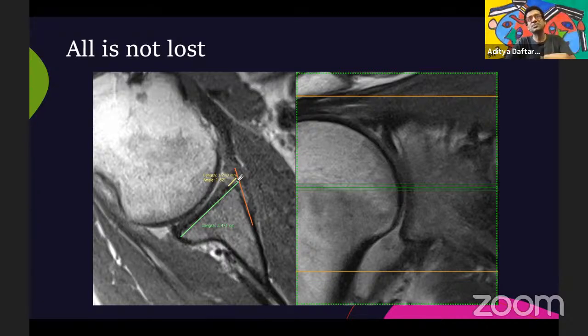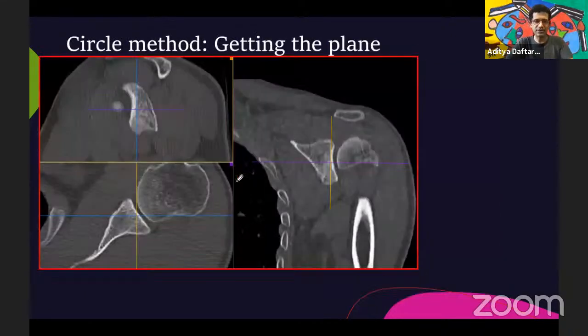At least you can say that this person definitely does not have significant bone loss, and perhaps therefore you don't need to do a CT. But obviously, if you have a patient who's dislocating multiple times, etc., then the default is to go for a CT. Now, when doing a CT, I think the biggest thing for everyone to focus on is getting the plane right. Irrespective of what method you use, you need to get the plane right.